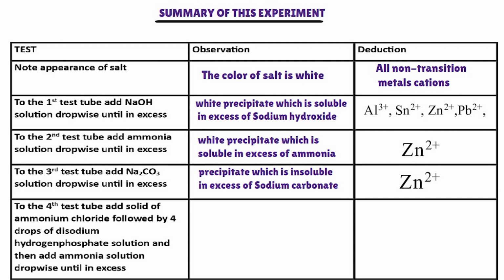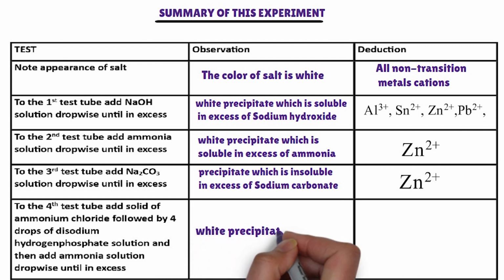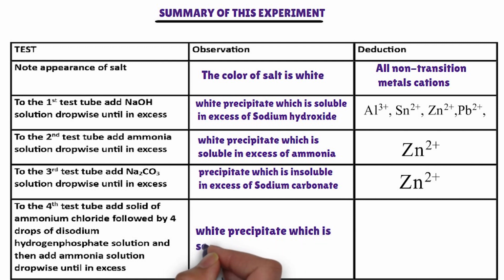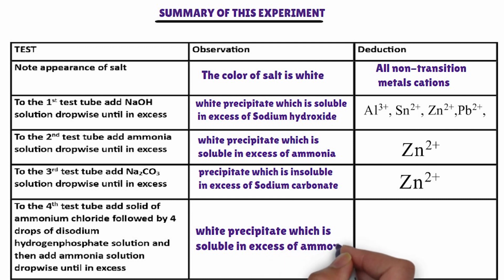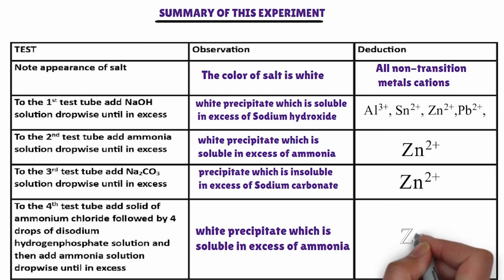In fourth test tube, solid of ammonium chloride followed by 4 drops of disodium hydrogen phosphate solution, and then ammonia solution dropwise until in excess are added. The cation that forms white precipitate with solid of ammonium chloride followed by 4 drops of disodium hydrogen phosphate solution, and the precipitate is soluble in ammonia solution, is zinc ion. Zinc ion is confirmed. The cation present in salt is zinc ion.